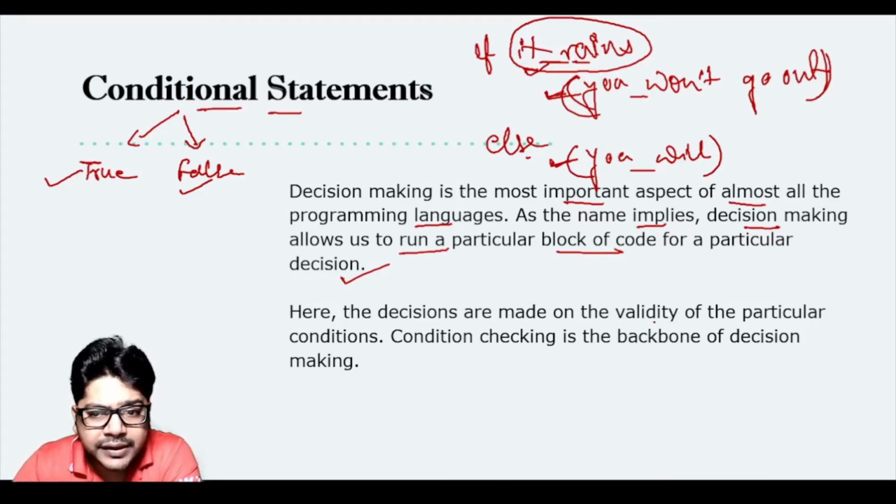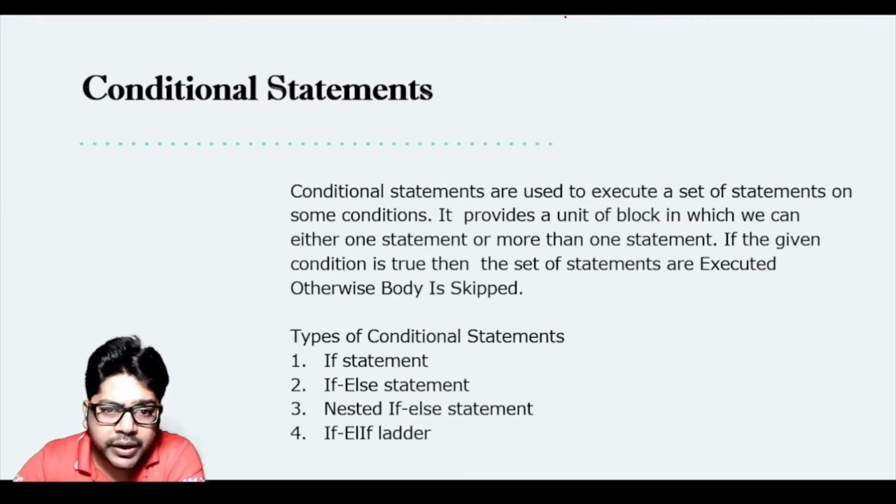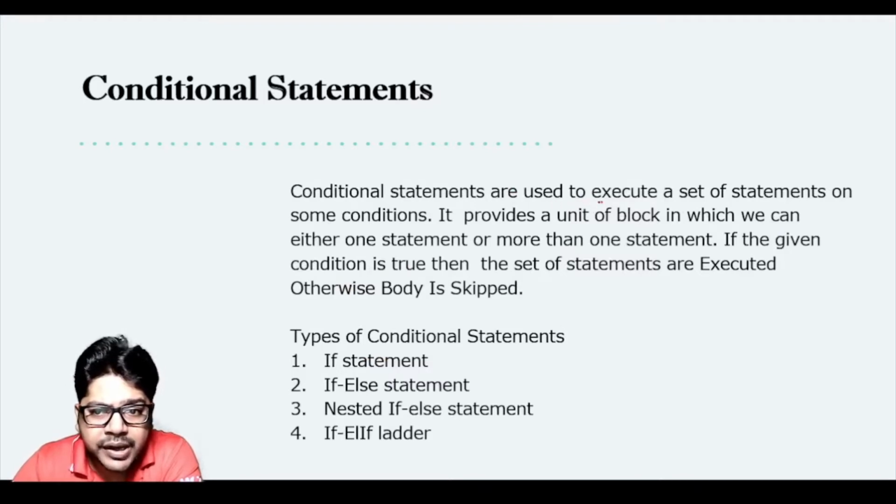And here the decisions are based on the validity of the particular condition. If the particular condition is valid, then only certain things will happen, otherwise they won't. And condition checking is the backbone of decision making, right? So this condition, whether it is raining or not, is the backbone of decision making. Why? Because based on this only, you decide, you take a call. Okay, so going ahead, conditional statements are used to execute a set of statements on some condition.